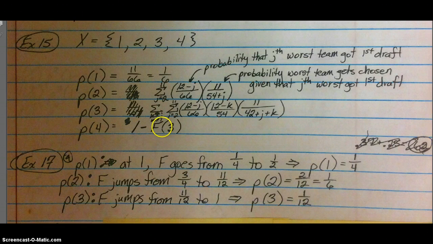So what's this capital F? This is the CDF. In other words, another way to write this is the probability that x is less than or equal to 3. So essentially we're adding these three probabilities up, subtracting that from 1. The only thing that's left is the probability that x equals 4.